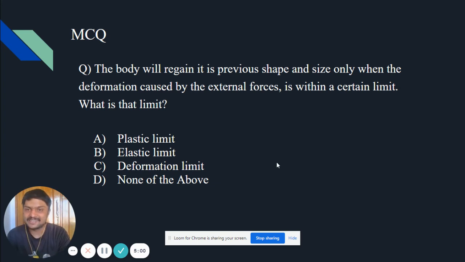And the correct answer is, as you people say, B, elastic limit. The elastic limit is the limit beyond which the system breaks down.